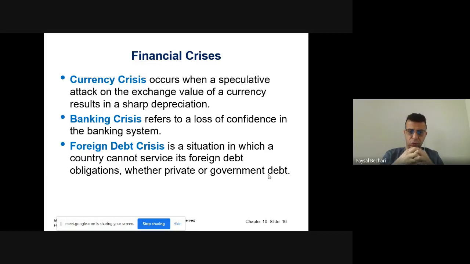And what do you call the foreign debt crisis? What's happening in Greece is a situation in which a country cannot service its debt obligations, whether private or government. This happened in Hungary and also in Greece, they were not able to pay their debt. So that's what you call a foreign debt crisis.